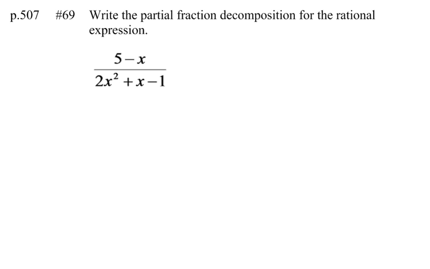Page 507, number 69. Write the partial fraction decomposition for the rational expression. And we have 5 minus x over 2x squared plus x minus 1. Well, to start these problems, what we need to do is factor this denominator here.